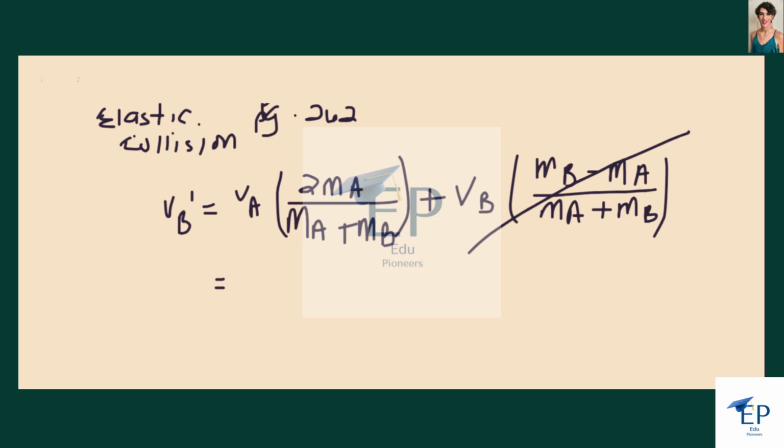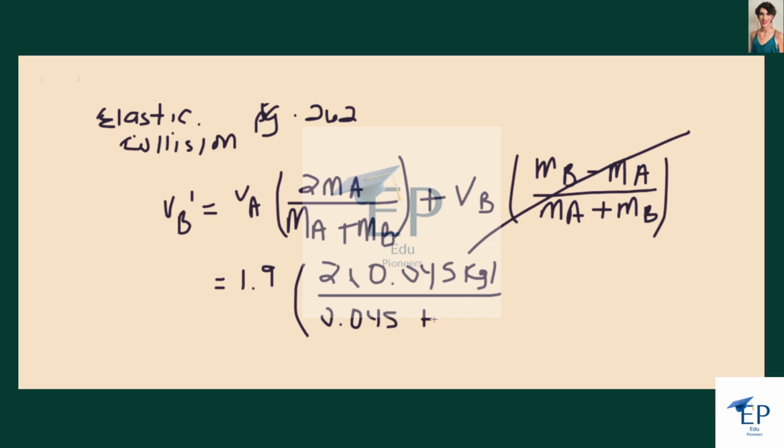So plugging in our known values, we have 1.9 for our velocity A. We have 45 grams or 0.045 kilograms for mass A, and 0.065 kilograms for mass B. This gives a final velocity for B of 152.9 centimeters or 1.5 meters per second. So this is the final velocity of B after the collision.